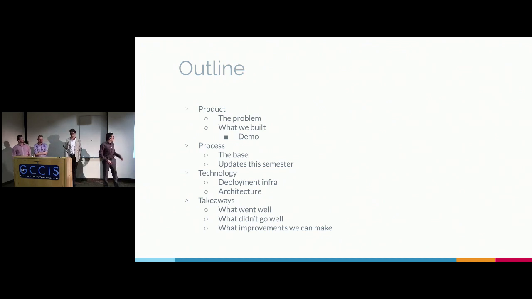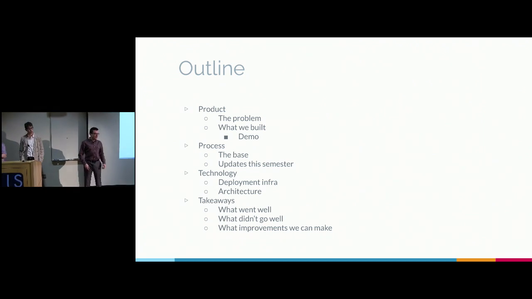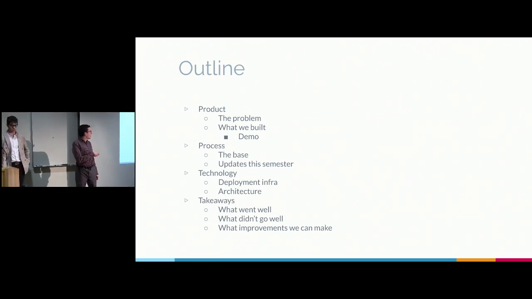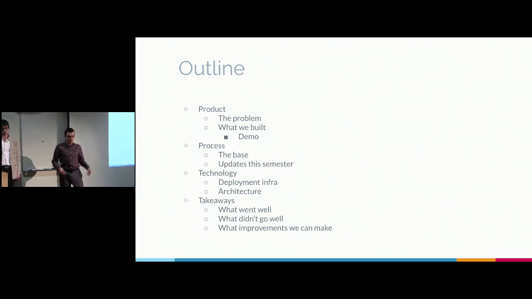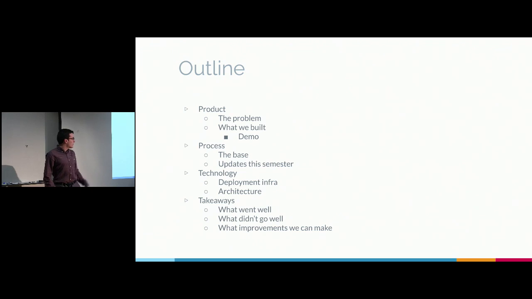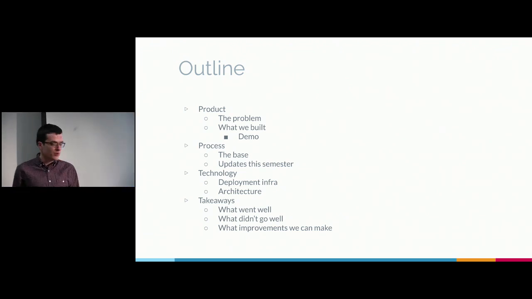For the beginning, we'll be talking about the product, why this product was made in the first place, what we inherited, and also what changes we made to it. And then we'll be showing the demo for the process. We'll be talking about what we had in the original base to help guide us while we were working, and also what updates we made to help improve our process to better fit our sponsor.